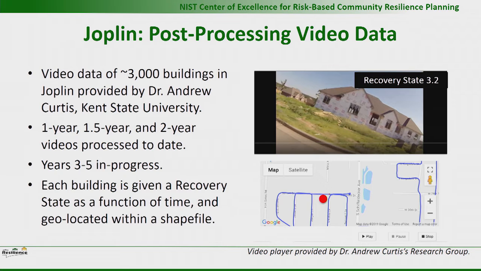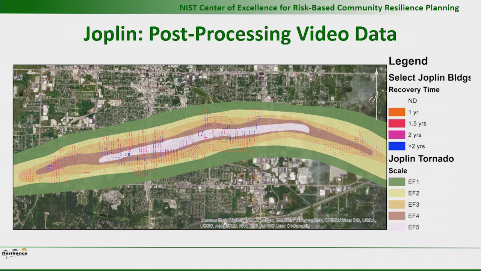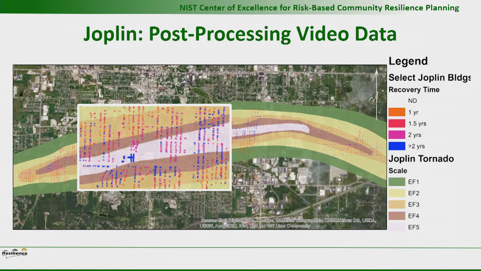As you can see here, each dot on the figure is a building footprint polygon, and we have the video imagery comparison for approximately 3,000 buildings in Joplin. And as the previous slide indicated, the work is ongoing to process all of that video imagery. We've gotten through the first 2 years and we'll continue on to get through the full 5 years of imagery that we have information on.